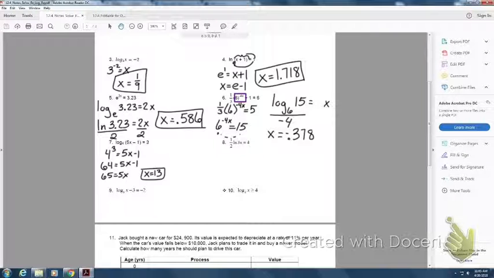Okay, so looking at 8. On number 8, I've got something in front of the log that I need to get rid of. How do I get rid of that 1/2? Multiply both sides by 2.